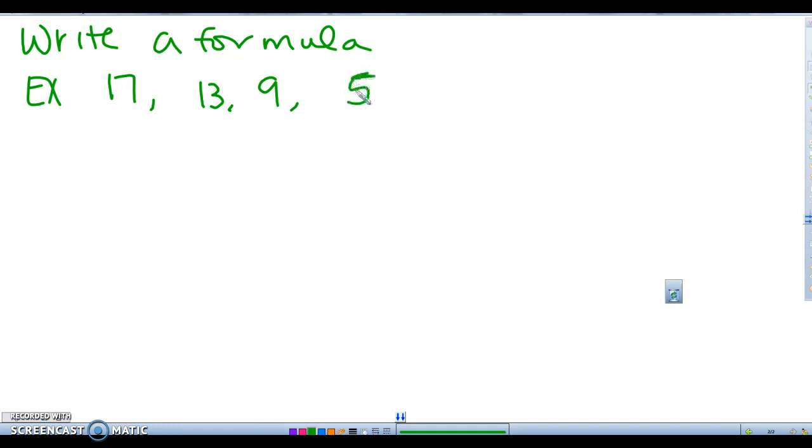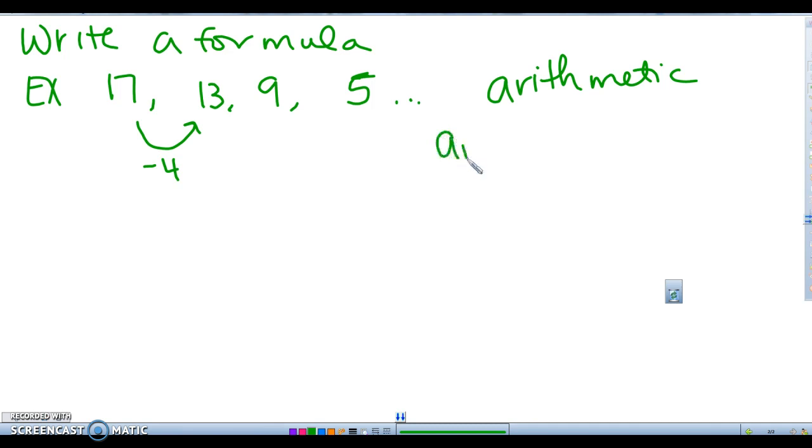First of all, we need to identify, is this an arithmetic sequence, a geometric sequence, or neither? Good, if we're looking at it, to go from 17 to 13 and 13 to 9 and 9 to 5, I'm subtracting 4 each time, which makes this arithmetic. Okay, so if I'm looking at an arithmetic sequence and I want to write a recursive formula for it, I'm going to say a sub n equals a sub n minus 1 plus d.